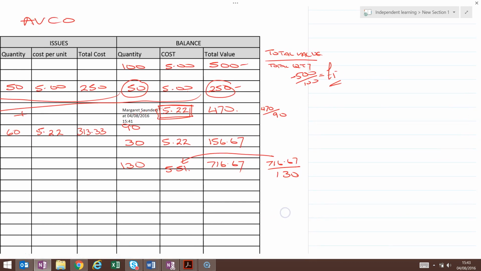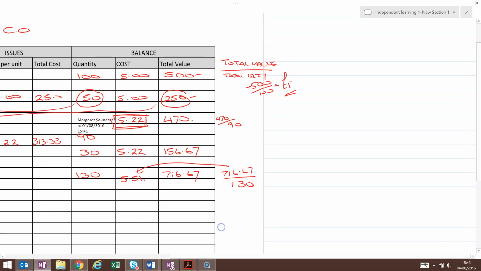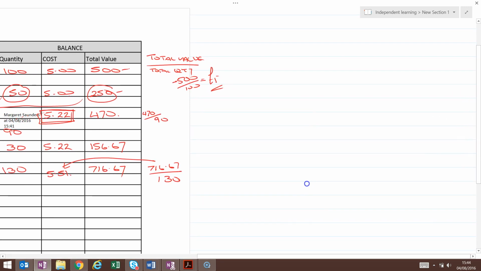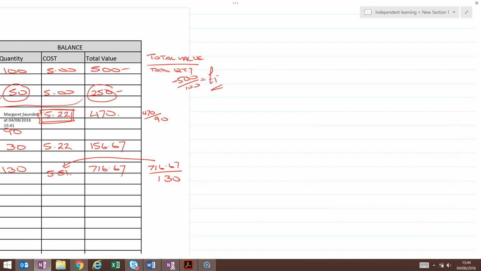Okay, so hopefully you've been able to follow those. It is in your workbook, and the completed stock cards for this example are there for you. So follow it through again, have a go at writing it up yourself, and then when we next meet we'll have a look at some more examples of these.